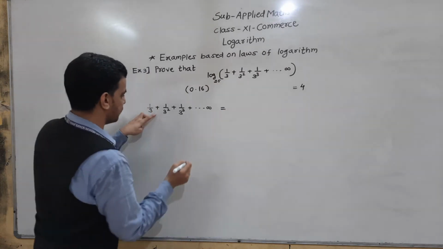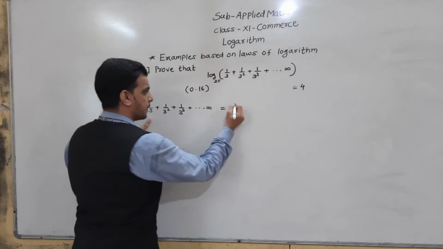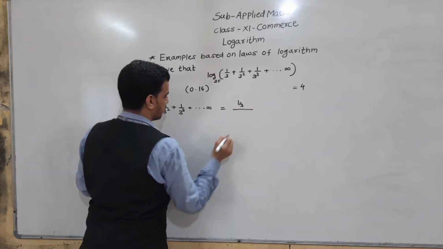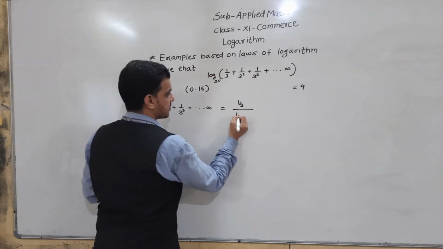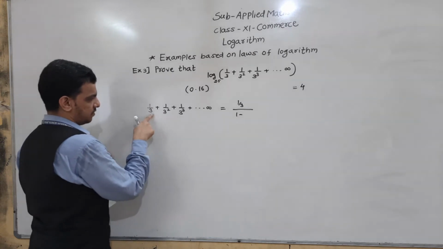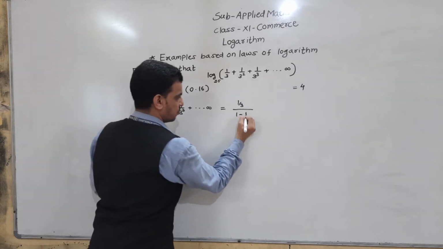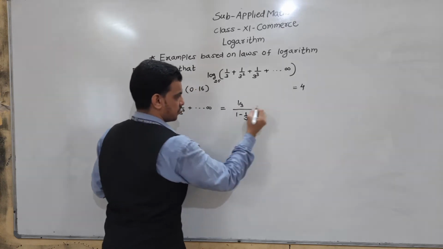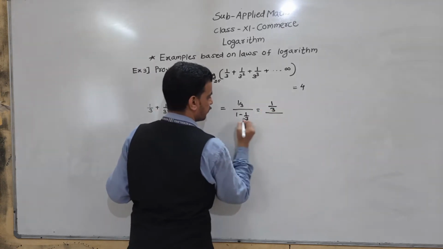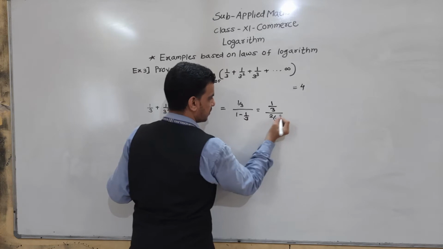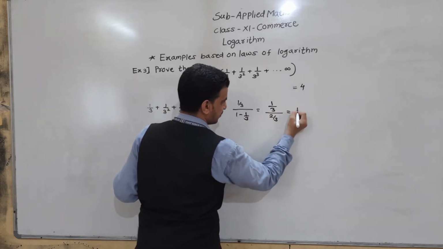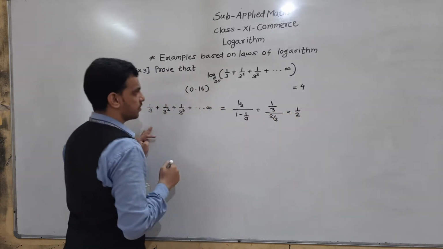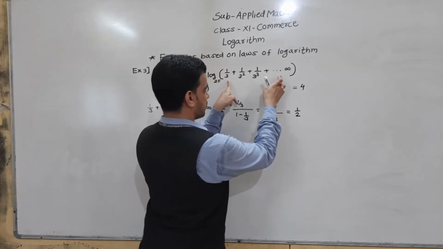So we know that the sum of an infinite GP is a upon 1 minus r. Here a is the first term, that is 1 by 3, so 1 by 3 upon 1 minus r, where r is 1 by 3. So 1 by 3 upon 1 minus 1 by 3, that is 2 by 3. This 3 will get cancelled. Answer is 1 by 2. Okay, so the answer of this is 1 by 2.